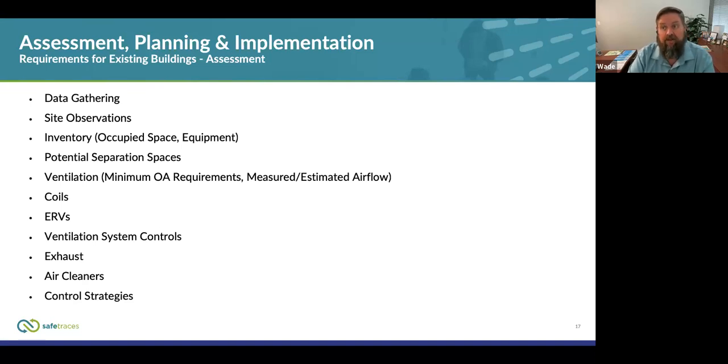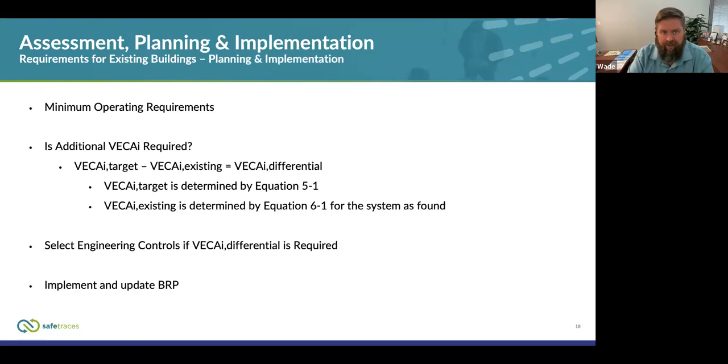As well as looking at how your ventilation system is controlled. If you've got demand controlled ventilation or you don't, how is that actually maintaining the outdoor air that you're talking about? And then also, if you already have air cleaners, and the different control strategies that go along with the system. The goal here is to assess and understand: what do I have? How is it working? What air am I getting? What air is being delivered? That's so that you can actually start to do some evaluation or planning, and then eventually implementation. So when we get to the next slide, which is planning and implementation, in essence, you've just described what you discovered, what your minimum operating requirements are. So then you do that step.